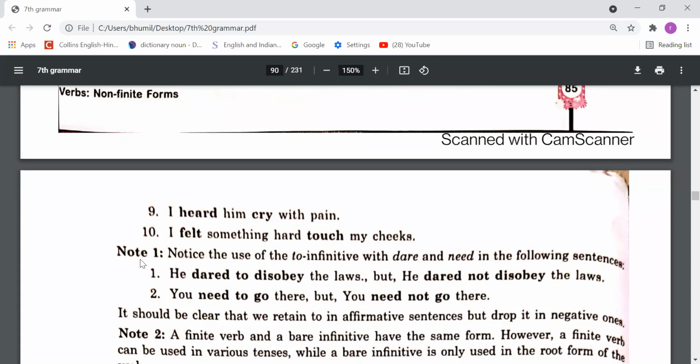Note: notice the use of the to-infinitive with dare and need in the following sentences. He dared to disobey the law, but he dared not disobey the laws. You need to go there, but you need not go there. So, dear students, here we have to understand dare and need.